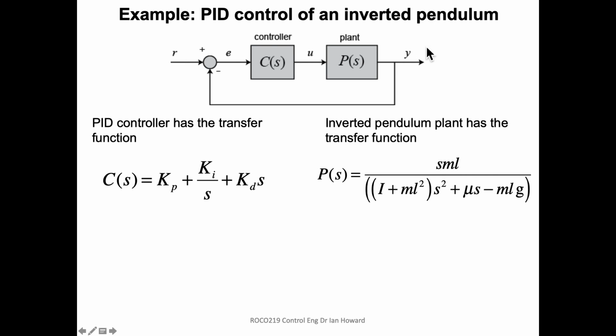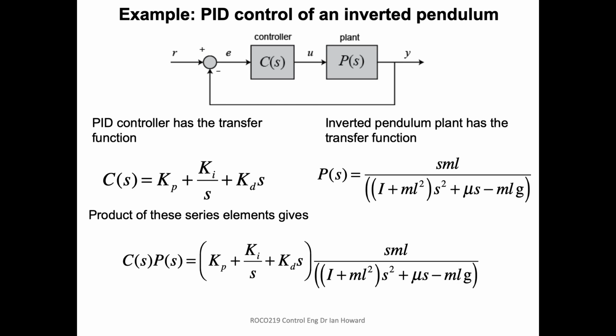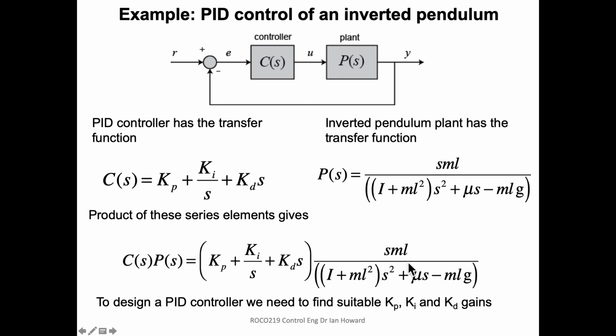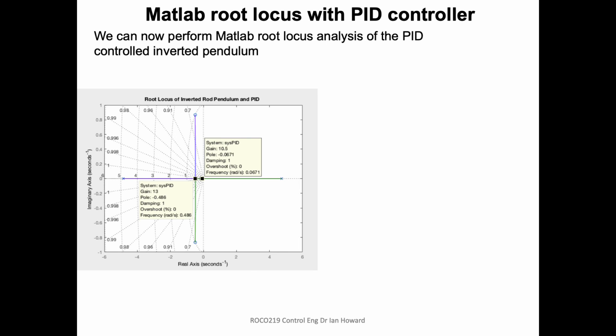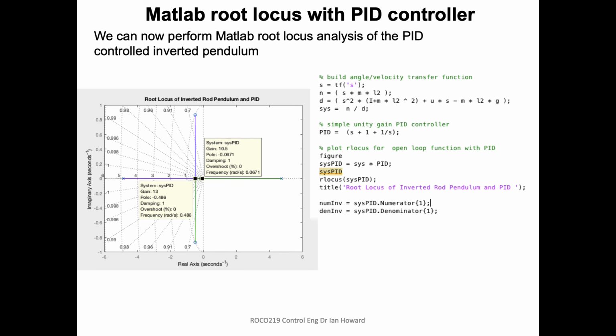In this case, I'm just going to use an example of an inverted pendulum transfer function. The product of these two things gives us our feedforward path. So it's going to be this transfer function multiplied by this transfer function, so this bit multiplied by this bit, giving us our C(s)P(s). We need to put in certain gains. Let's put in unity gains on the PID, and let's do a root locus of the whole thing. And what Matlab does for you is it plots something out like this.